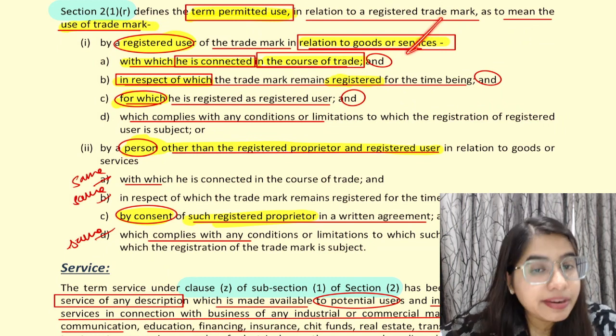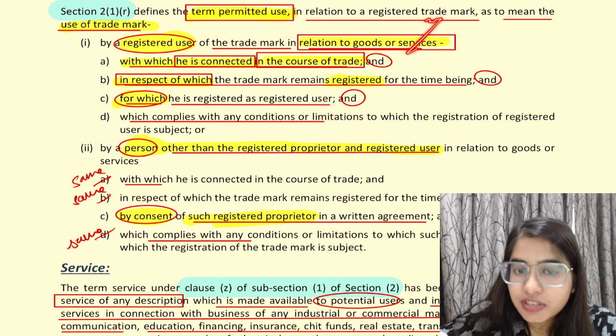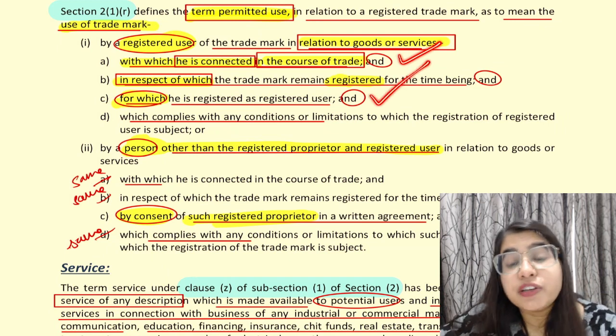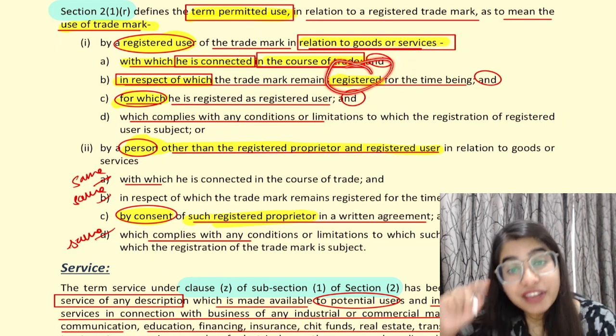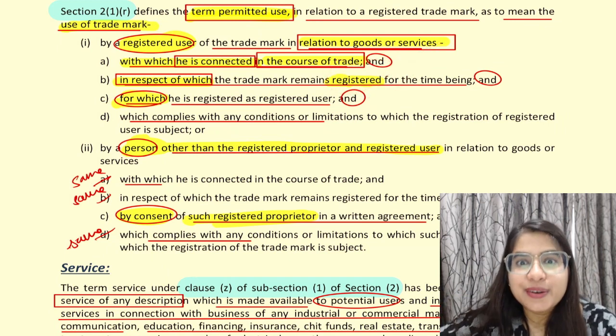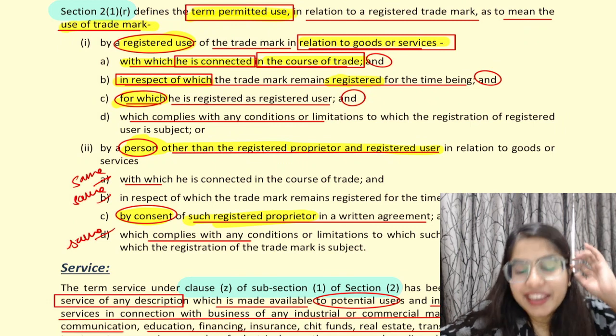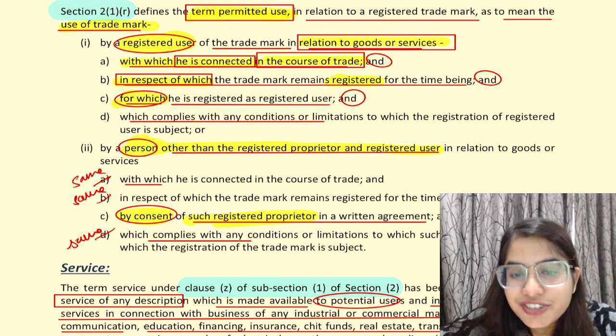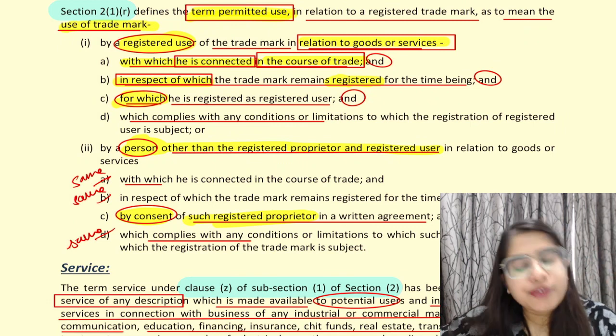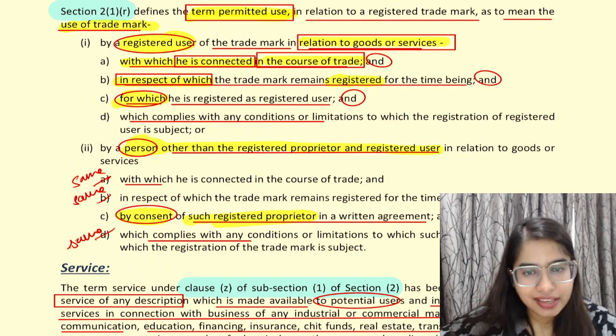You can use that trademark only in relation to goods and services which relate to your trade. Trade means business, in respect of which registration is taken. You have taken registration in that particular goods and service in that particular area. So in food items, you have taken registration of Maggie. So now you can make food items with the name of Maggie. Are we clear with this?